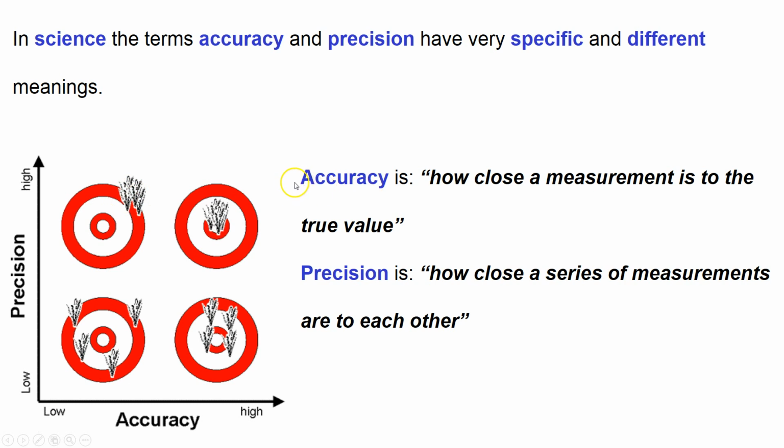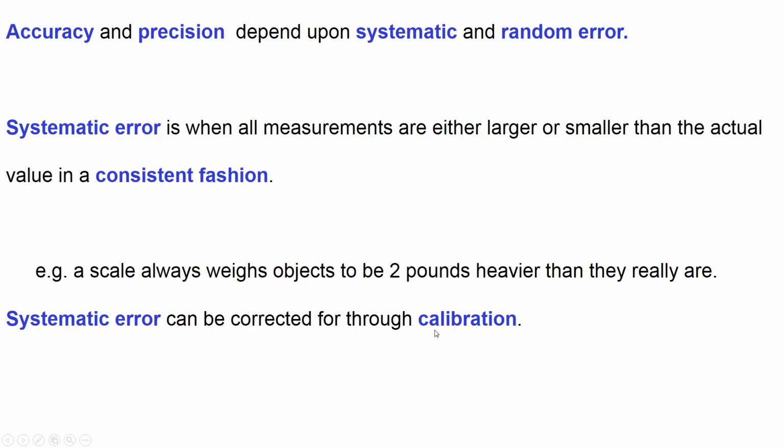Accuracy is related to how close our measurement or the average of our measurement is to the true value. Precision is how close a group of measurements are to each other. So why do we get less than perfect accuracy or less than perfect precision? The reason is because of systematic and random errors.